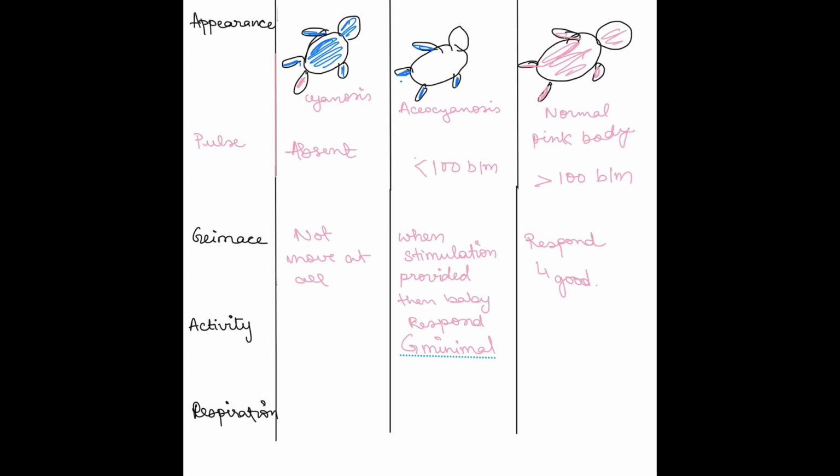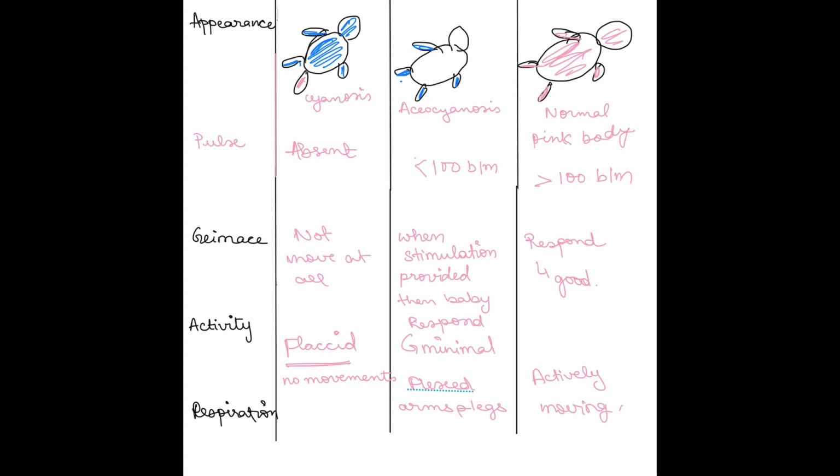Then we will move on to activity. If the baby is lying flaccid with no movements, we will score it 0. If the baby is flexed, with arms and legs properly flexed, we will score it 1. And if the baby is actively moving, we will score it 2.